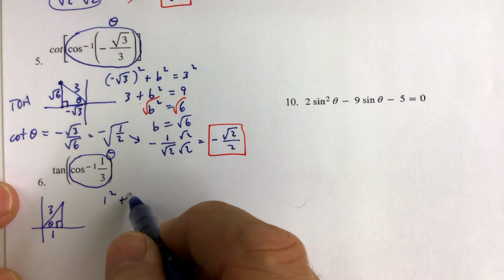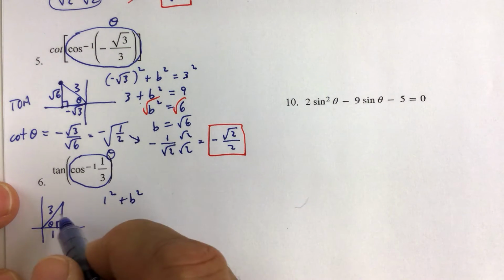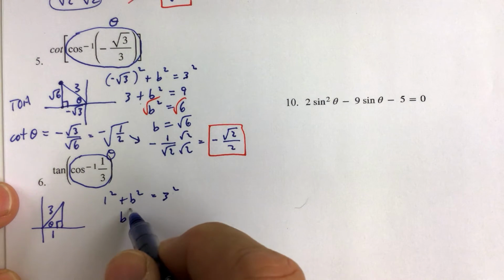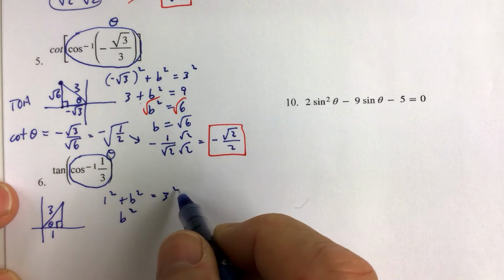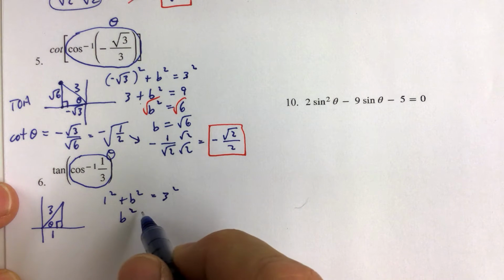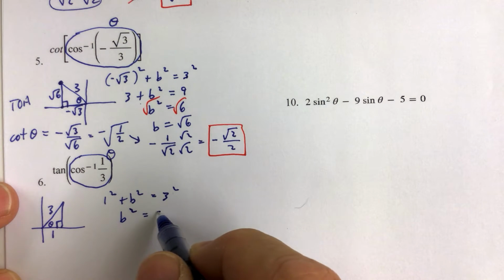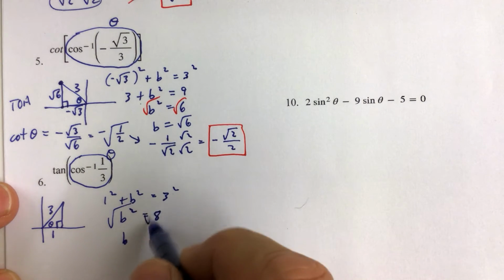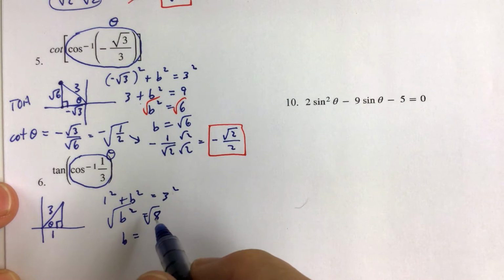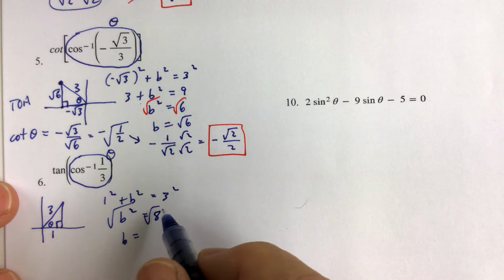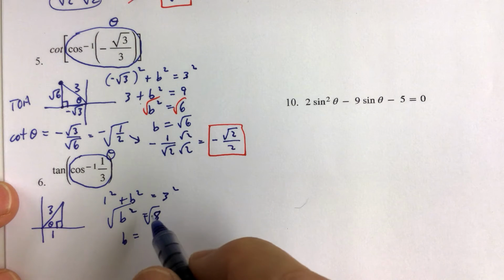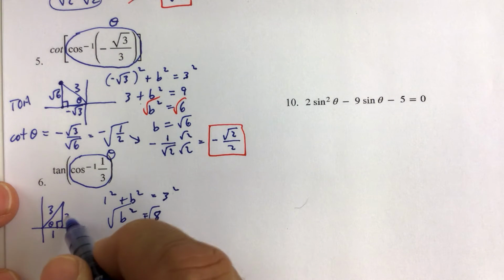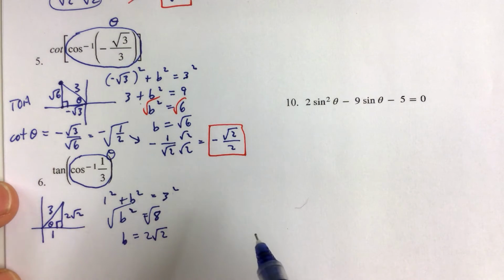So 1 squared plus, I always like b, so a squared plus b squared equals c squared, and 3 squared there. So 1 plus b squared equals 9, and if we subtract 1 from both sides, 9 minus 1 is 8. And if you take the square root of both sides, you're going to get b equals, again, we don't have plus or minus now because we're dealing with the length of a side. So the square root of 8 can be rewritten as 2 radical 2. So 2 radical 2 is the length of that leg.